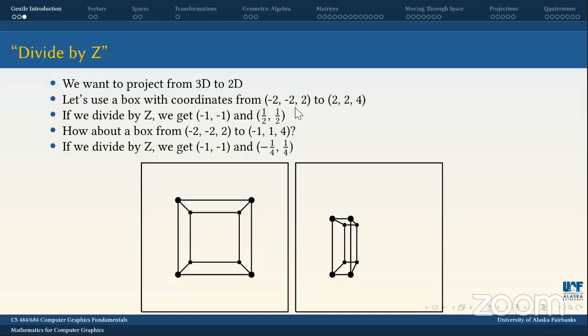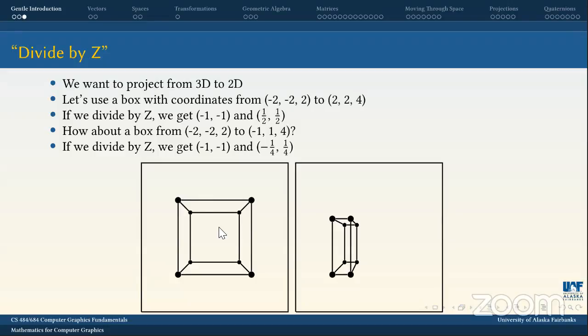So -2, -2, +2 in the Z direction. So over here, this point, all the way to this corner over here, 2, 2, and 4. So I put it out there. So you can figure out the rest of the coordinates of the box just simply by combining all the combinations there. And so if we were to divide by Z, then, for example, this first coordinate, -2 divided by 2, would just be -1 and -1, and the other coordinate over there would be 1/2 and 1/2.